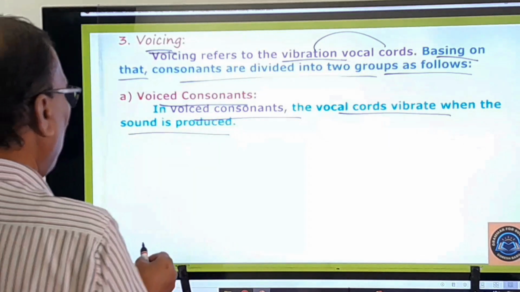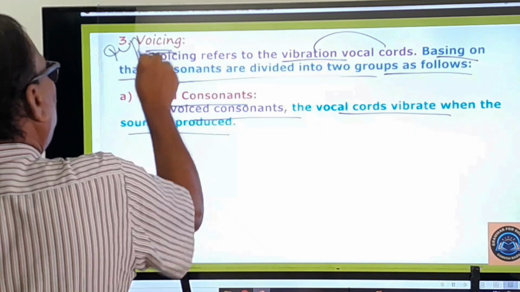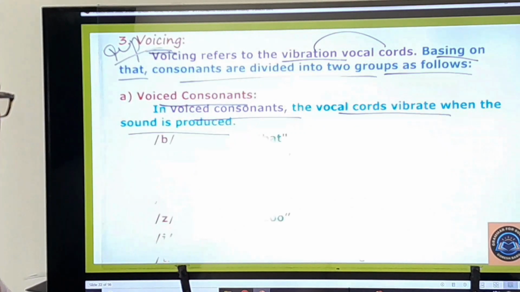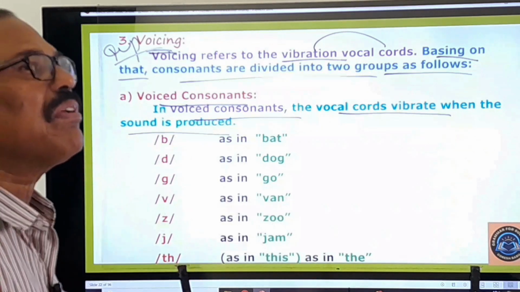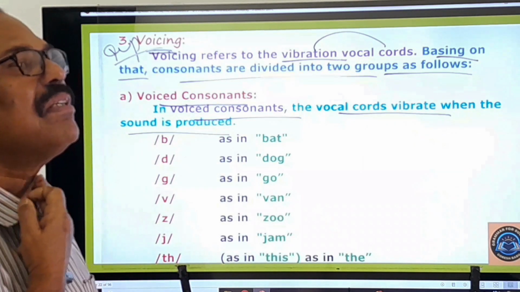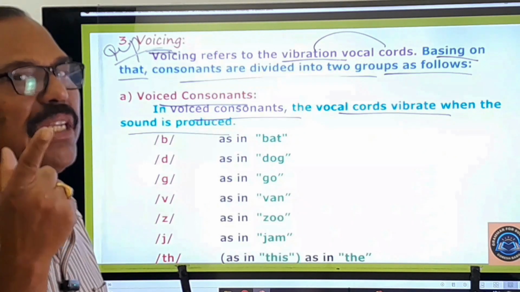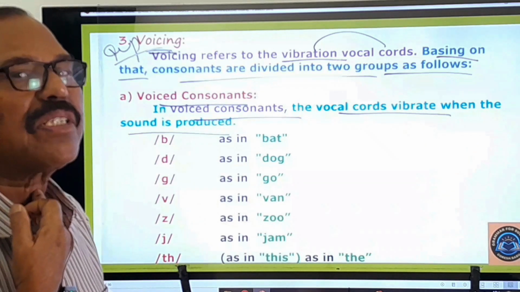So what are those sounds? This is also an important thing from your examination point of view. Here you say b. The vocal cords are vibrating. You just put your finger there. B, b. If it vibrates, then you must think it is a kind of litmus test.